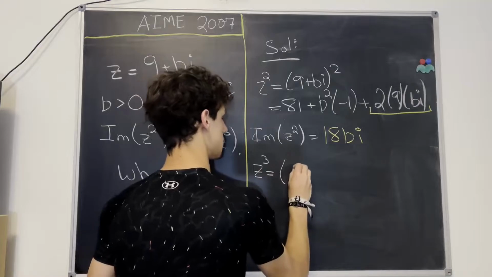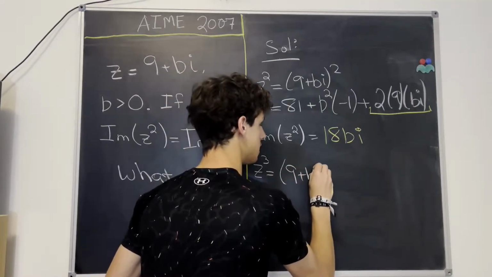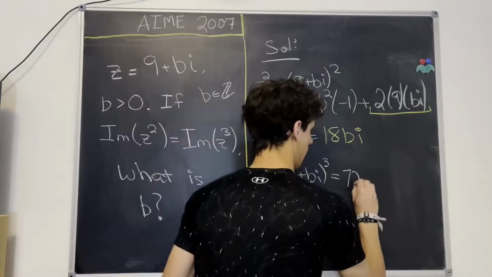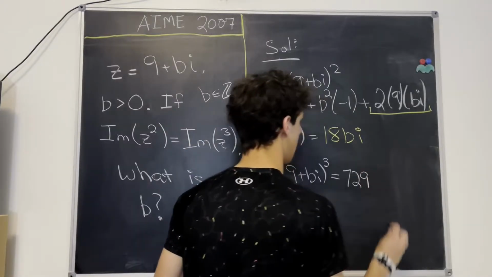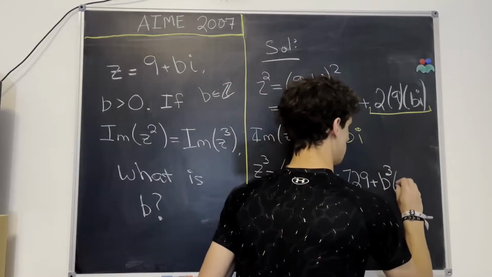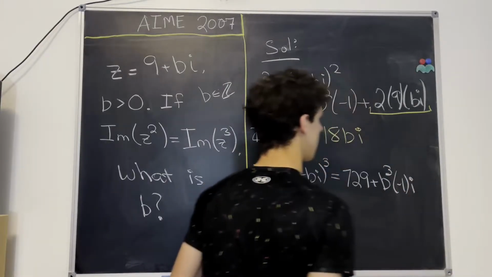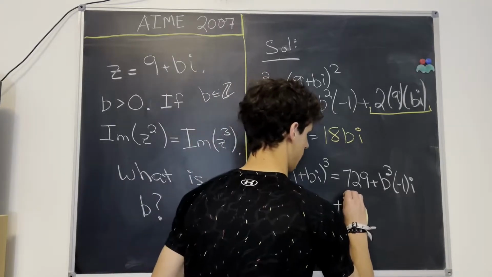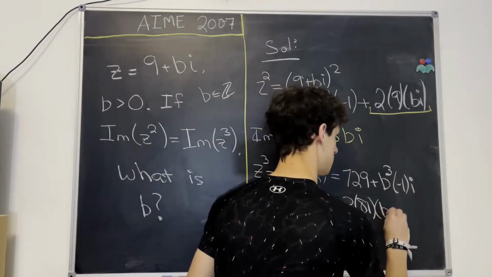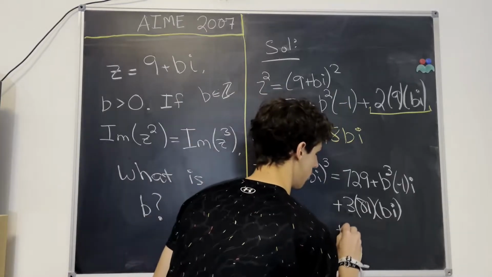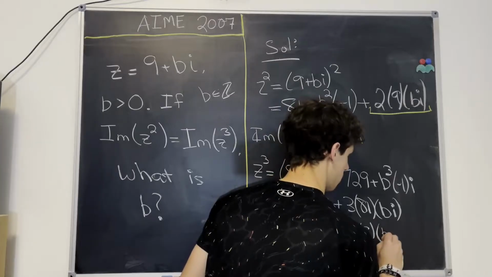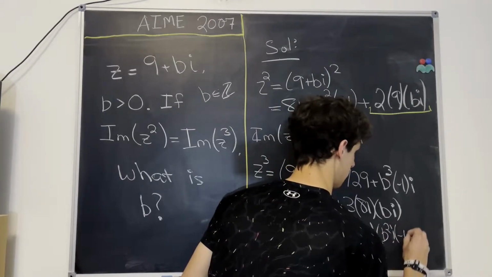So expanding out z cubed, we get 9 plus bi cubed. But that's going to give us 9 cubed, that's 729, plus bi cubed. That's b cubed times -1 times i. And then we're going to have the two middle terms. We'll have 3 times 81, that's 9 squared times bi. And then we'll also have 3 times 9 times b squared i squared, but that's b squared times -1.